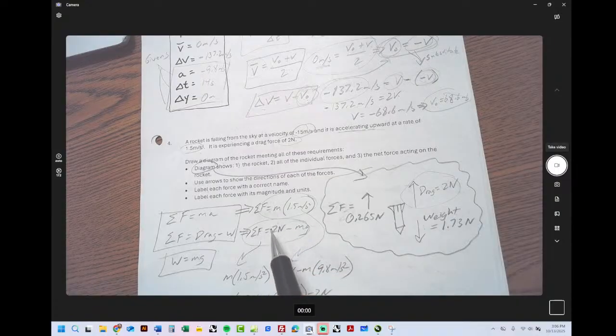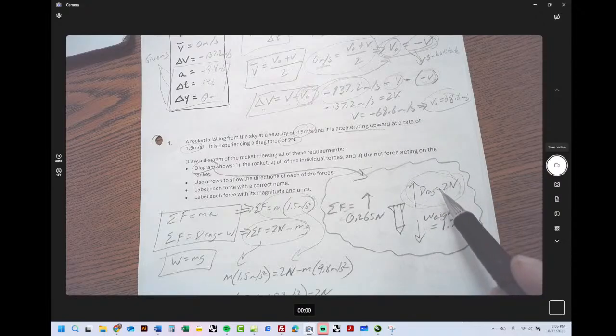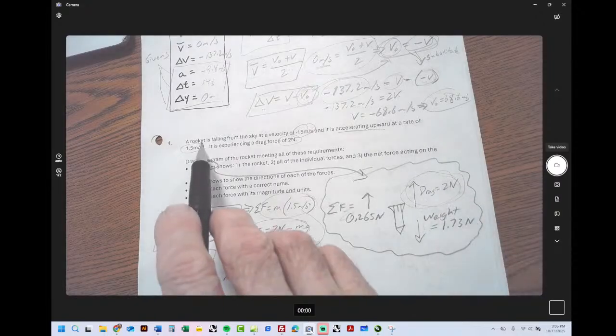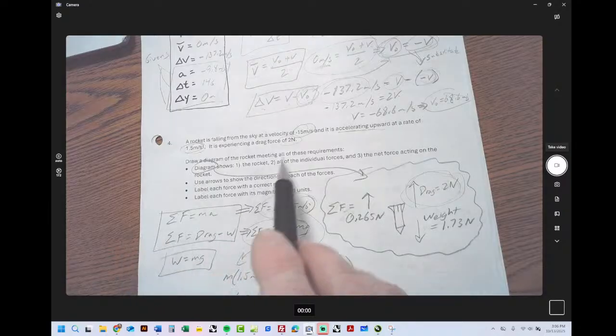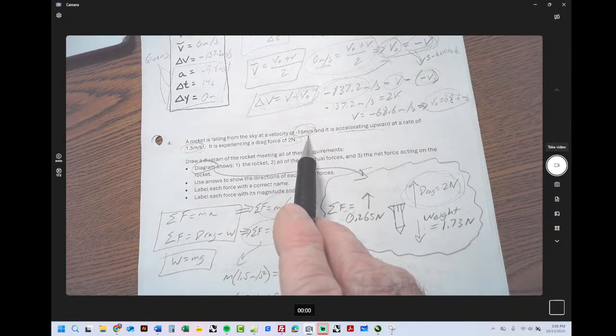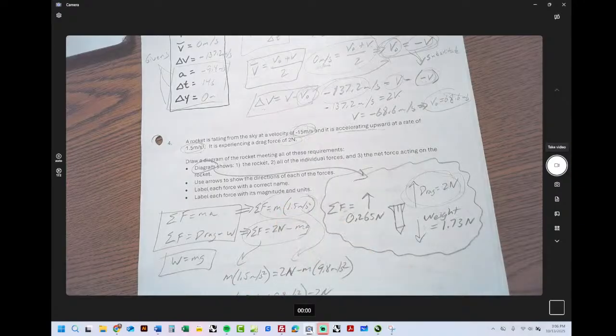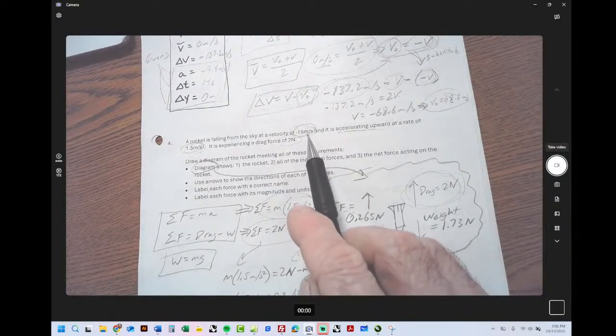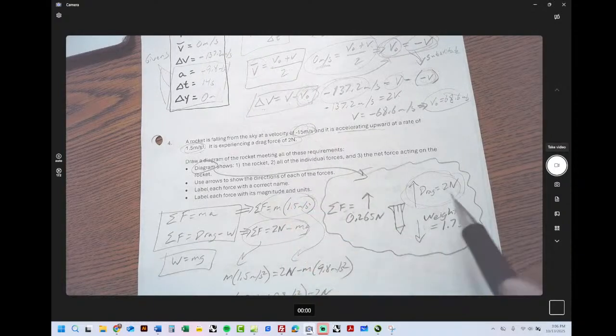And what else do I know here? So I know there's that force, and I know this is the acceleration, and I know that's the velocity. That ends up being a little bit of a red herring. You don't really need that number. You just need to know there's a negative velocity so that you know that there's positive 2 newtons of drag.